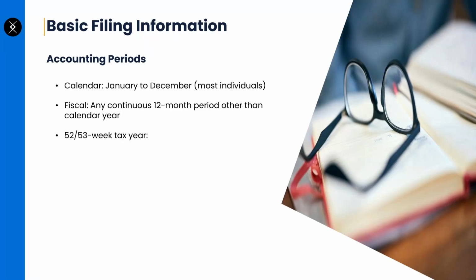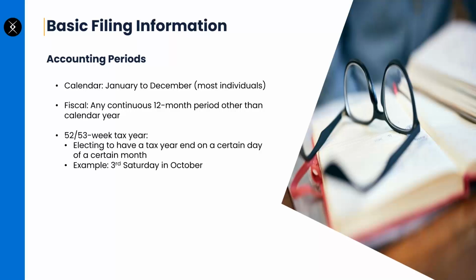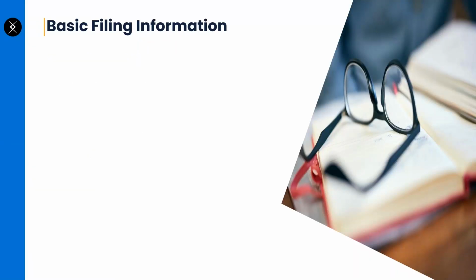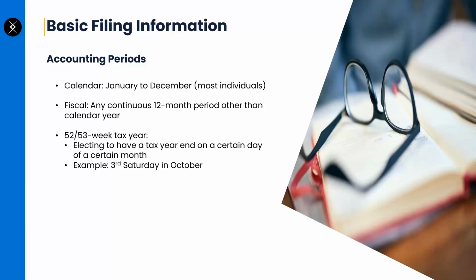And that would be a 52 to 53 week tax year, which is electing to have a tax year end on a certain day of a certain month. Example, the third Saturday in October would be that fiscal year, going 52 to 53 weeks for the next year. So that's how you can break that down.